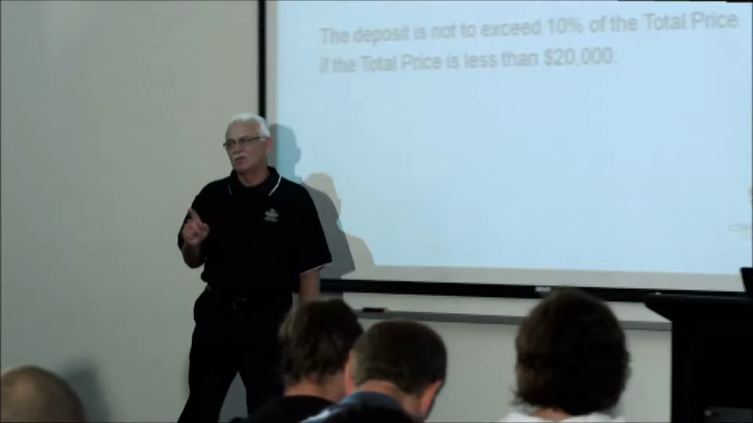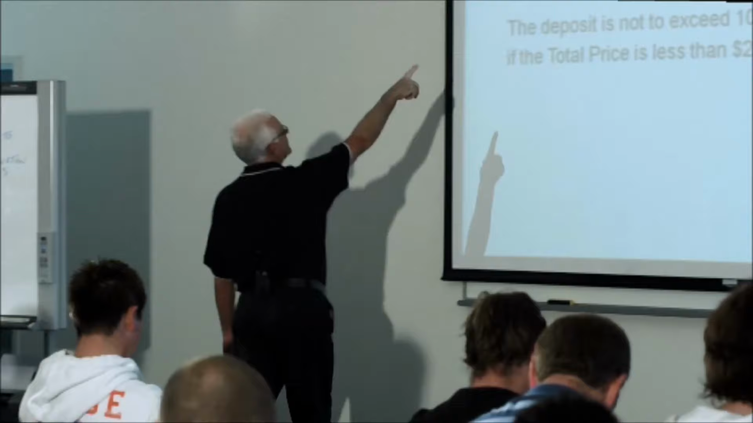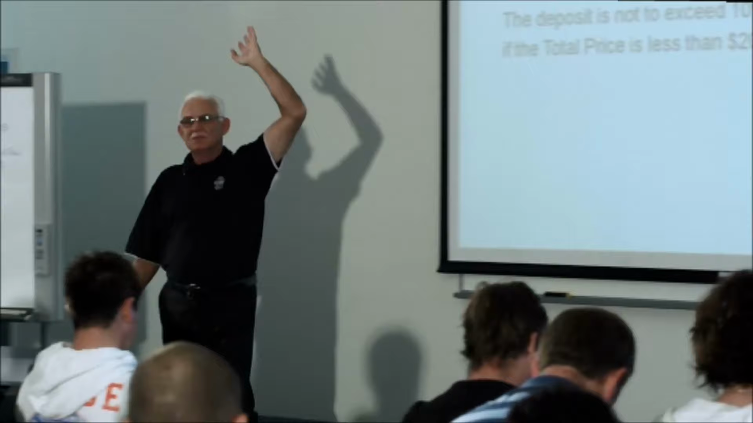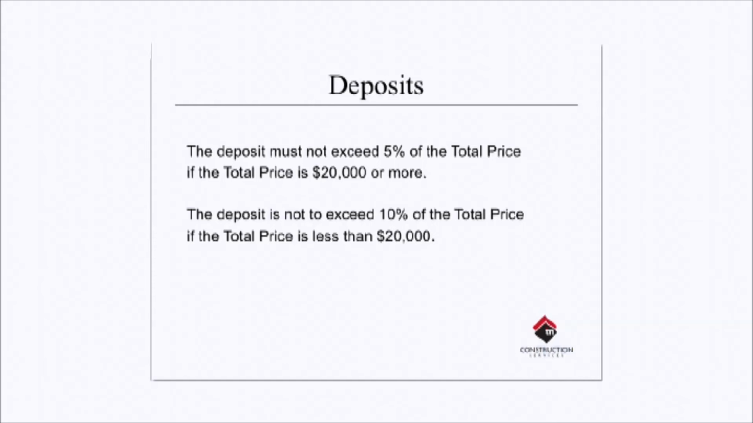All right, so basically what I'm saying here is if you enter into a proper fully blown residential building contract that's worth $400,000 or $500,000, you can only take a 5% deposit. If you enter into a minor works contract, a smaller one, you can take 10% because it's a smaller job. You'll probably spend more money up front.